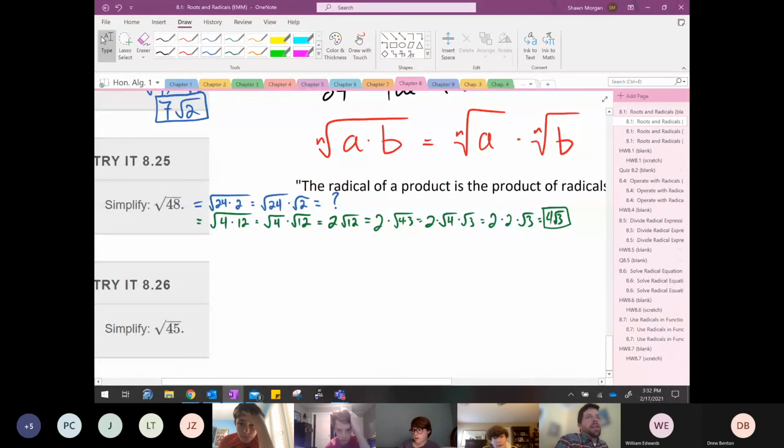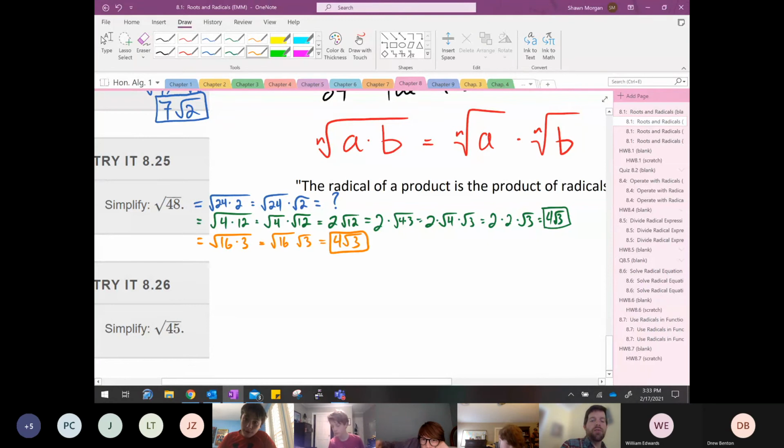Jack McBee has his hand up. Jack, what do you think? 16 and 3. Hot dang. Jack's got it. The most efficient route to go here, fellas, is to pick the largest perfect square factor that we can, okay? Because the square root of 16 is 4, and I get my simplified answer a lot quicker. So with the square root of 48, we can be more efficient.